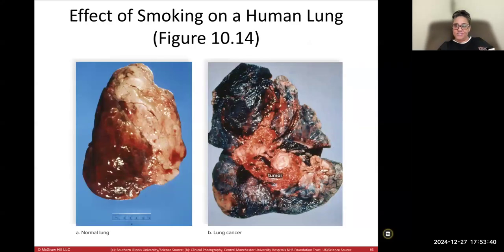And just as a last picture, on the left, that is a picture of a normal, healthy lung. On the right, that is a picture of a lung with lung cancer. It is not pretty, so don't smoke.